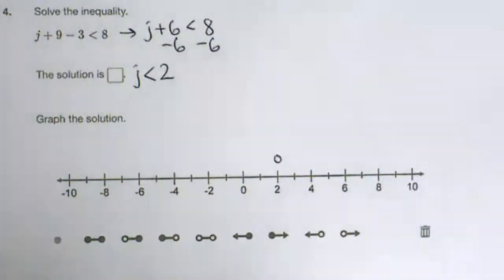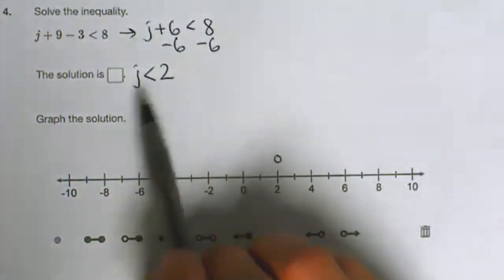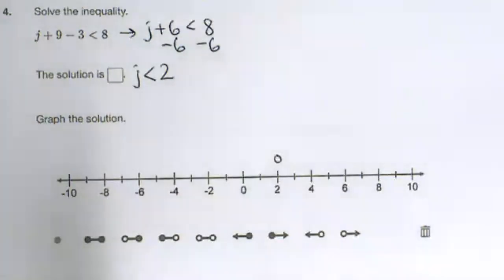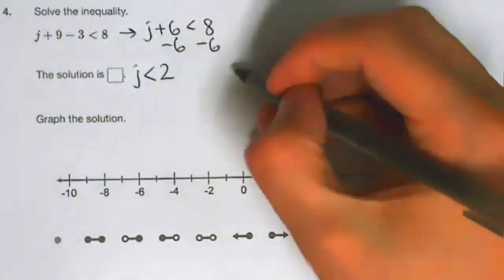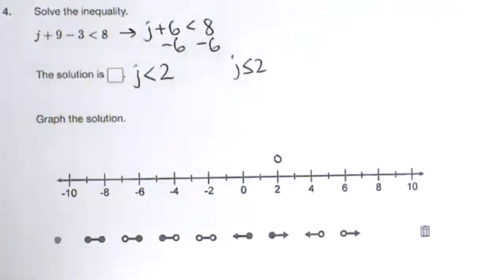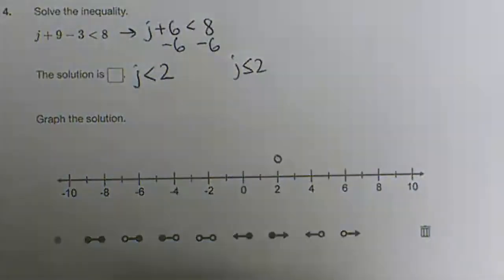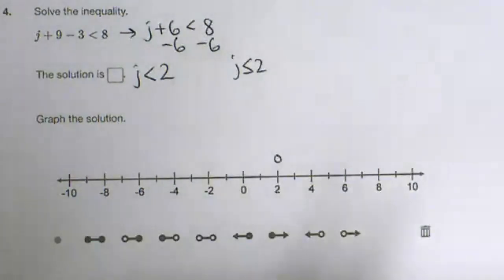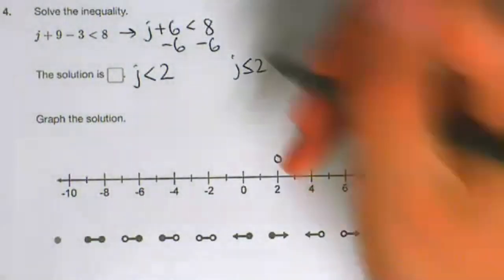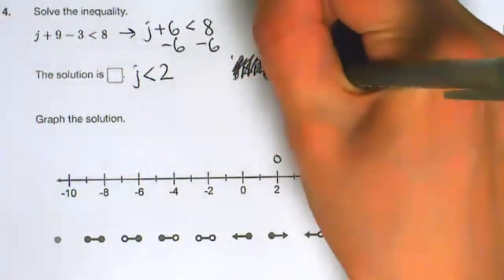The reason the circle is not filled in is because it means that 2 is not a solution, and that is because 2 is not less than 2. 2 equals 2. If this had the symbol like this, j is less than or equal to 2, the circle would be filled in because 2 is less than or equal to 2, meaning that the closed circle is a solution and the empty circle is not. But we're not dealing with this example here.